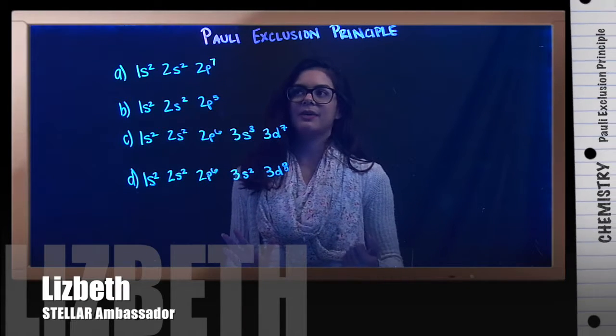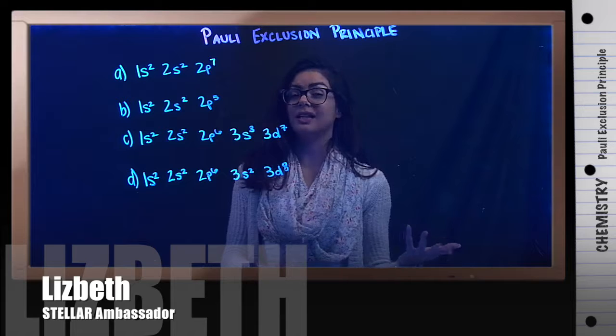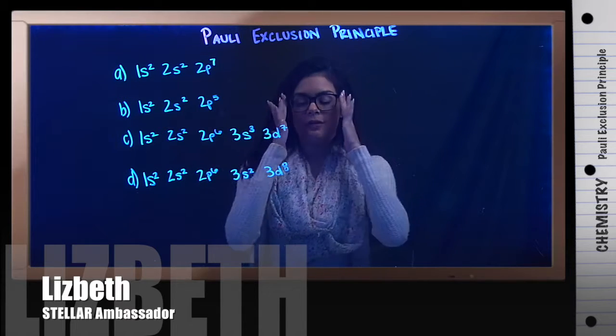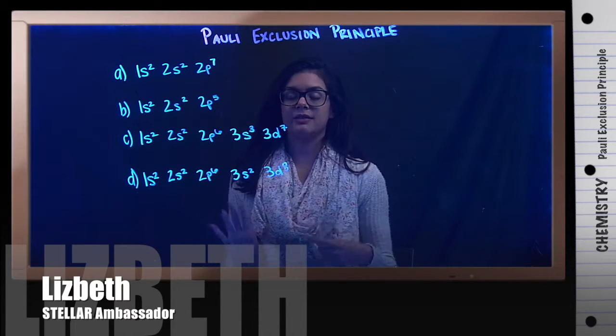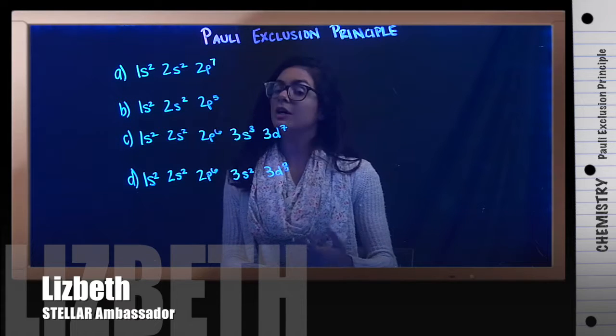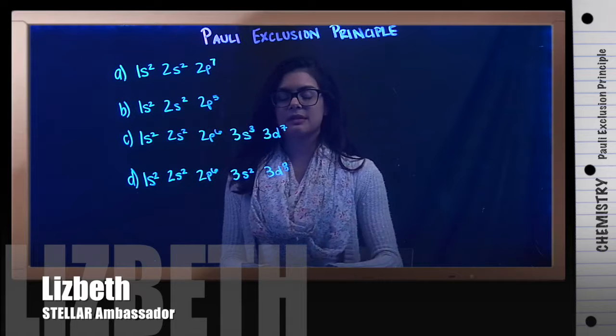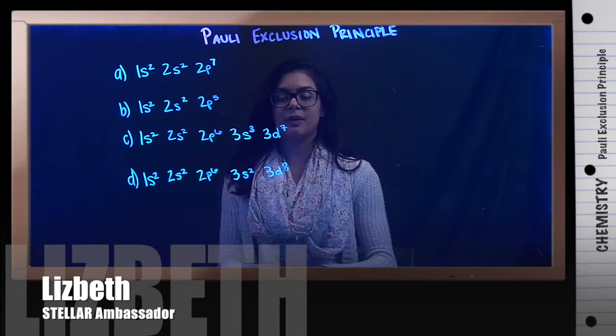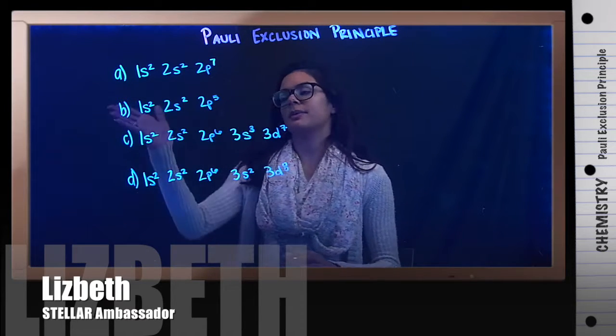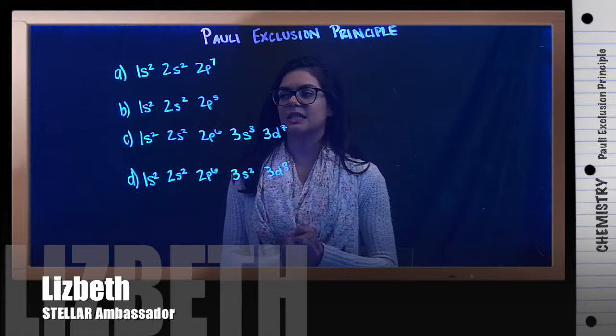My name is Elizabeth, and today we're going to be going over another Pauli exclusion principle. If you watched one of our previous videos, it also involves Pauli exclusion principle, but it's written a little differently. Over there we have the little arrow diagrams, and we used those to figure out which one was incorrect. But this time we're going to be using the number and letter configurations.